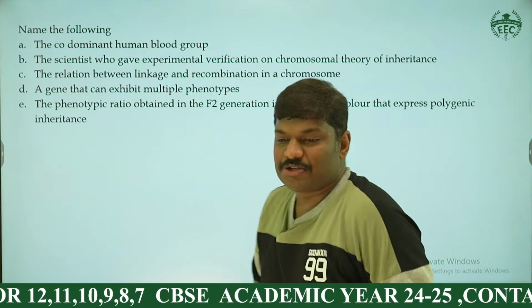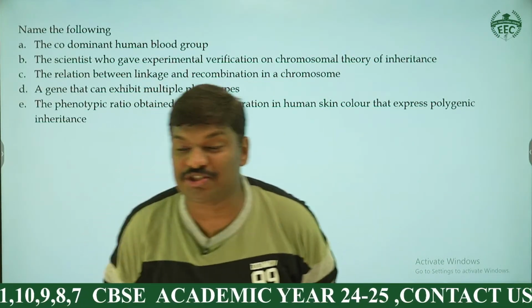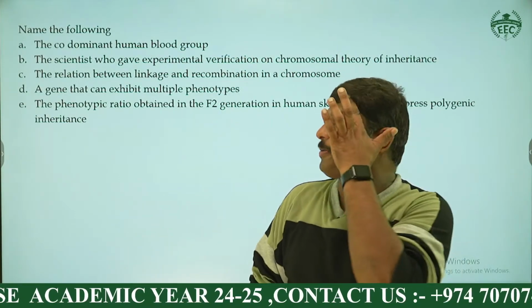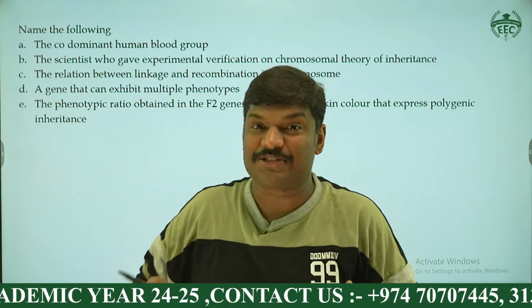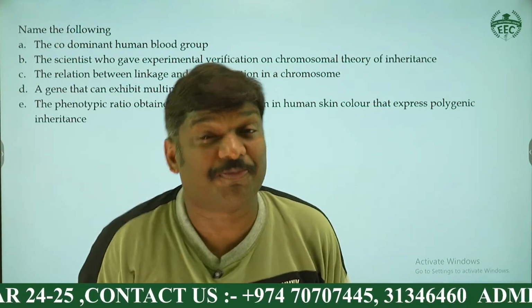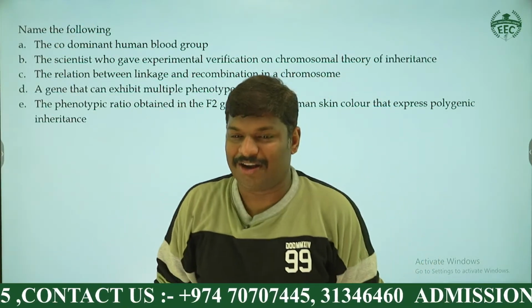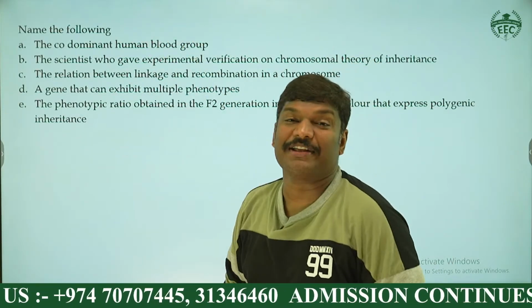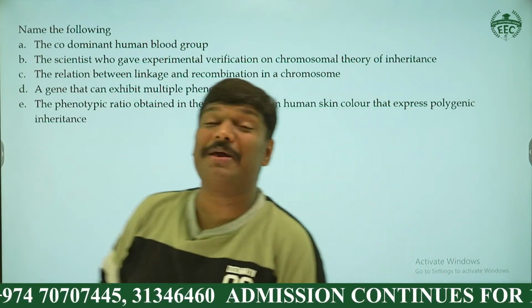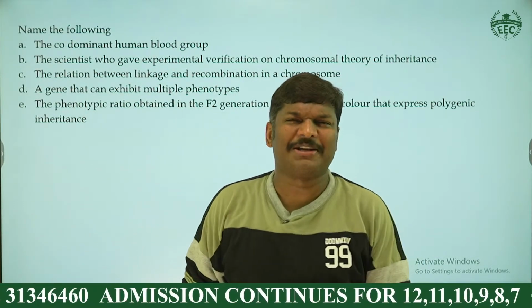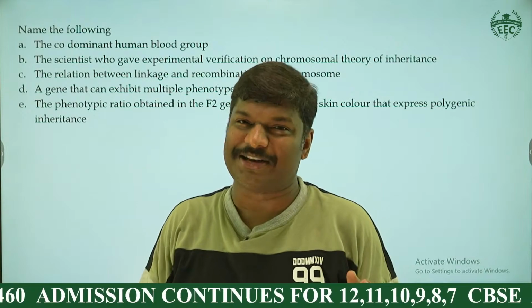Next question. There are 5 questions coming under name the following, my dear student. That is an easy topic, because when we do this question, I can cover most of the portions from the textbook. Name the following. Okay, I think you are all giving proper responses, my dear students. The first one is the codominant human blood group. You studied codominance, no? What is codominance actually?